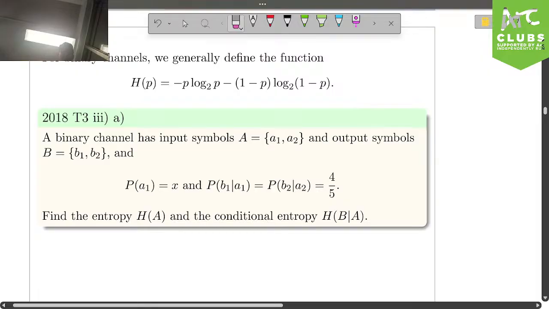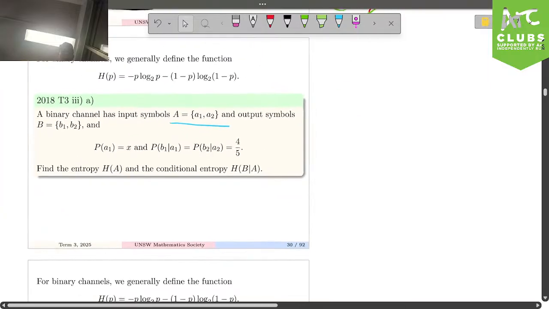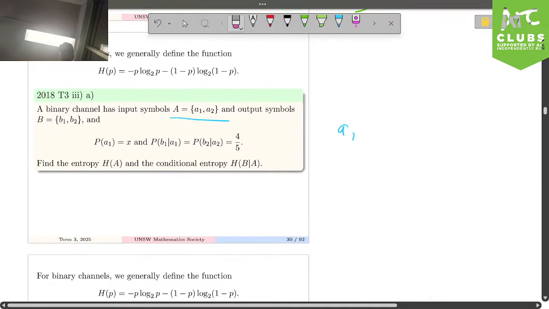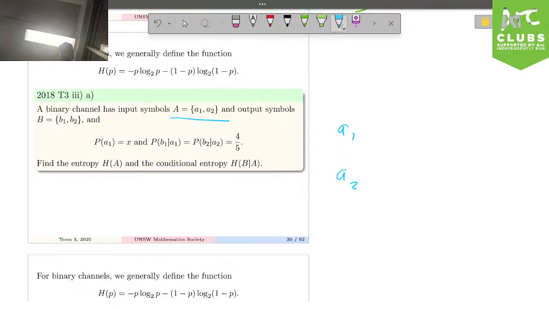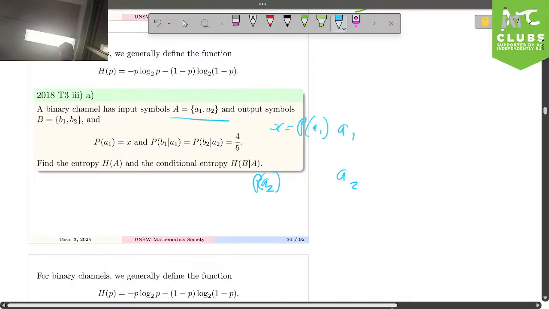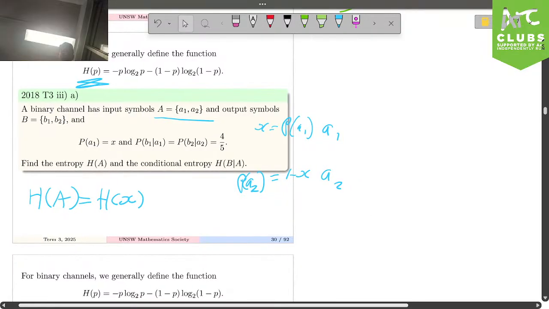What we want to look at here, as we spoke about: A has A1, A2, and B has B1, B2. What we have is the probability of A1 is X. This would be 1 minus X by symmetry for the probability of A2. There are only two possible cases. So we could say immediately H(A) would be H of X, given this function. I believe that will be useful later on.